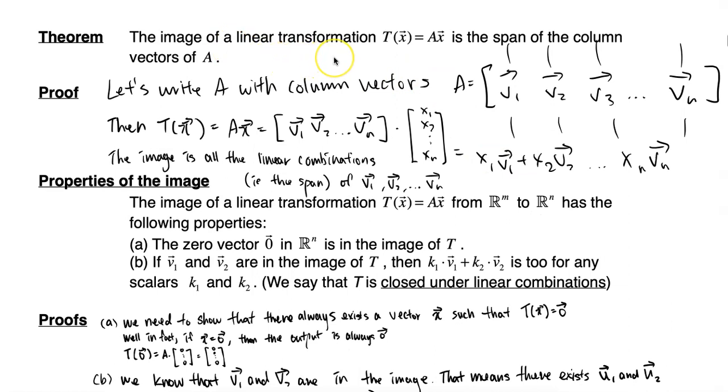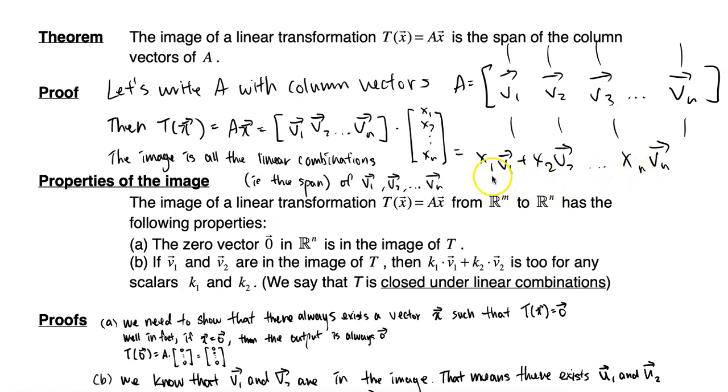So the theorem that I hinted to: the image of a linear transformation T of x equals A times x is the span of the column vectors of A. If we write a matrix A using column vectors, so we have v1, which goes up and down, we have v2, v3, all the way to vn, then T of x equals A times x, that matrix A times the vector x, which is equal to x1 v1 plus x2 v2 plus x3 v3 plus and so on plus xn vn.